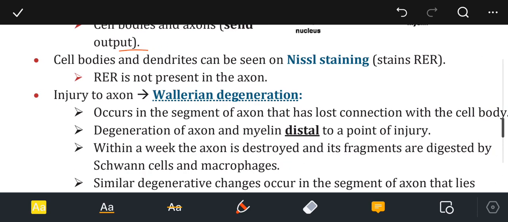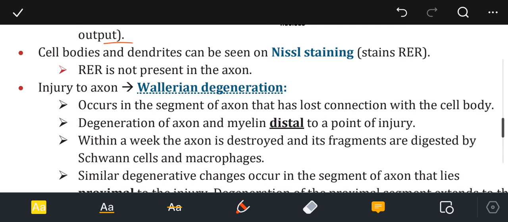The cell bodies and dendrites can be seen on Nissl staining, which stains the rough endoplasmic reticulum. Rough endoplasmic reticulum is not present in the axon. So if you have to differentiate between the cell body, the dendrites, or the axon, use a Nissl stain. The Nissl stain will stain the rough endoplasmic reticulum. If the area is stained, it means that it is either cell body or dendrites, and if it is unstained, it is axon. We'll talk about Wallerian degeneration in the next session.